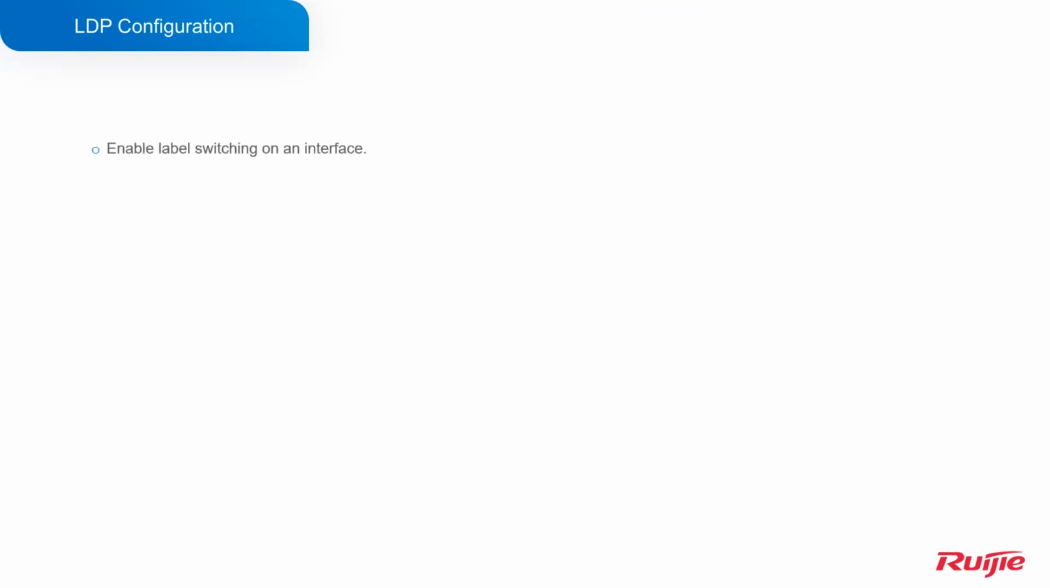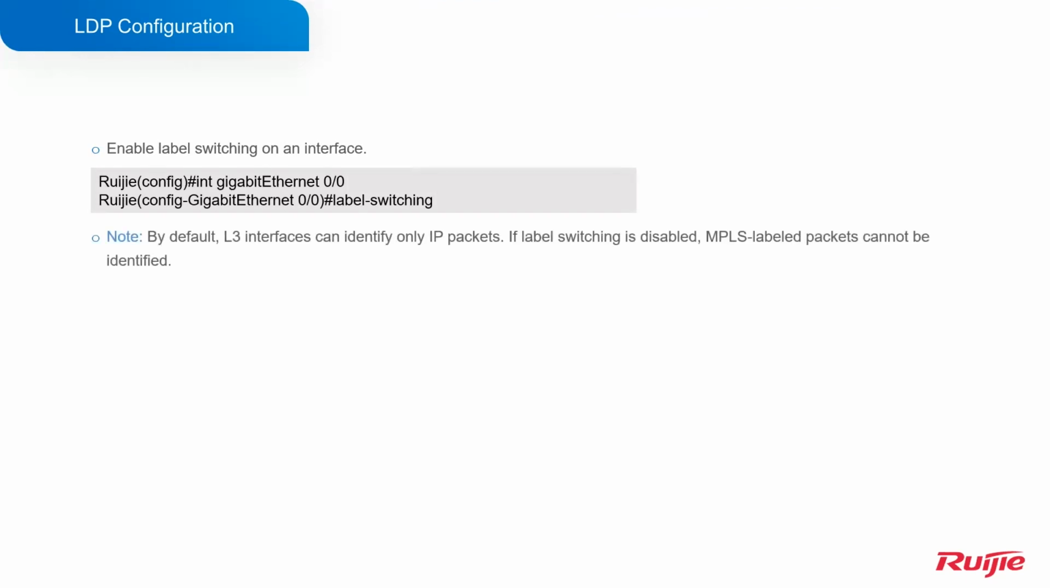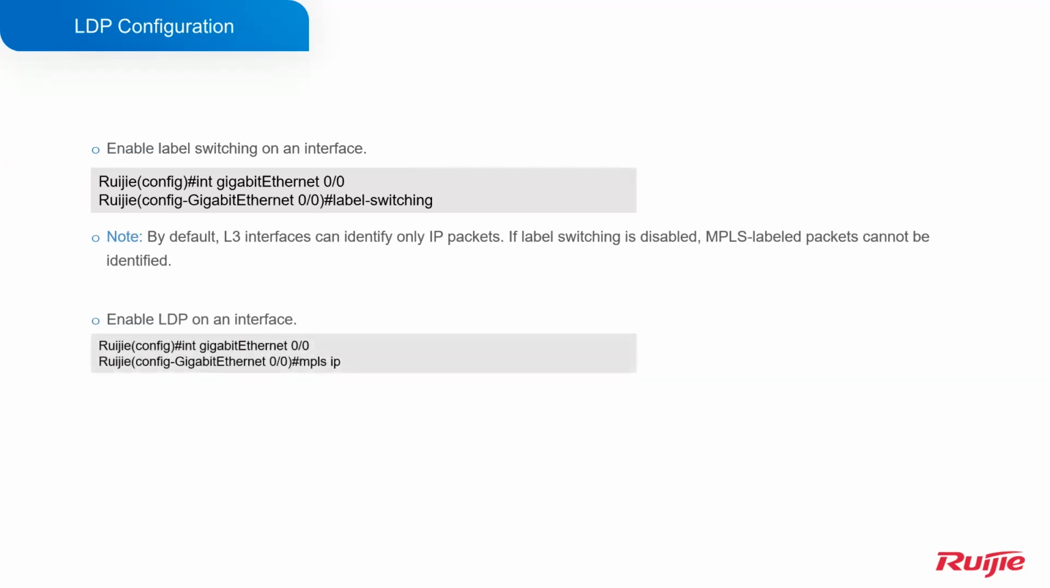Then you have to enable label switching on the interfaces. Enter the physical interface and then enable label switching. By default, a layer 3 interface can identify only IP packets if label switching is disabled. Then if you receive MPLS packets, the packets will be discarded. And you also have to enable LDP on the interfaces. Enter the physical interface, mpls ip.